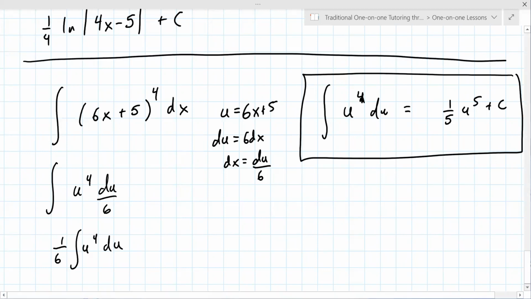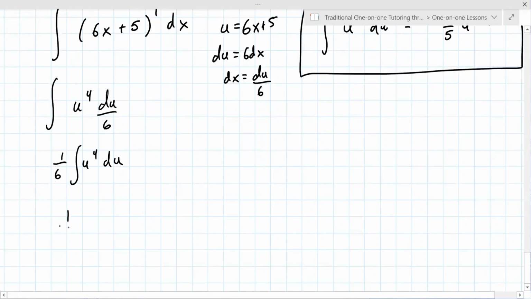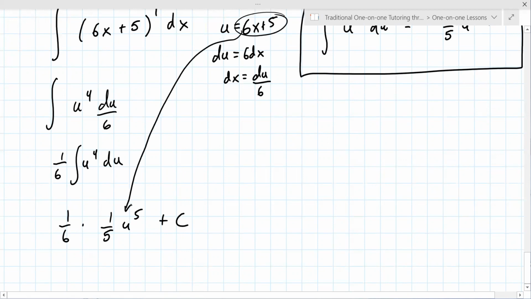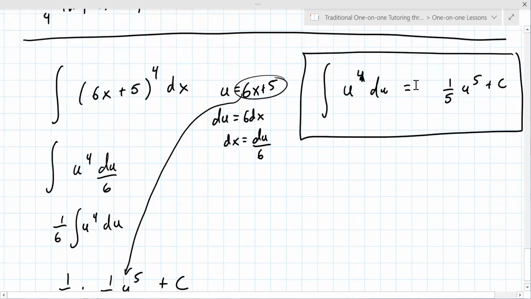Okay, so this becomes 1/6 times the integral of this, which is 1/5 u to the 5th plus c. And you take this u and put it back. How did you get the 1/5? Well, it's the integral, right? We just wrote it over here. You add 1 to the exponent, you divide by the new exponent.